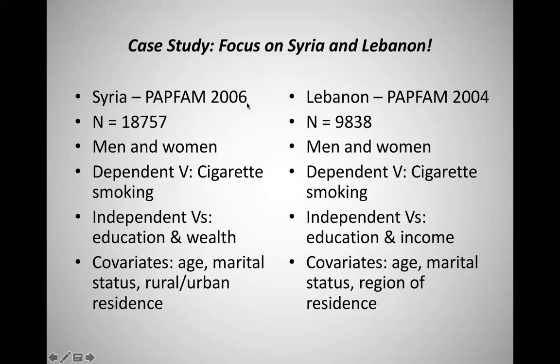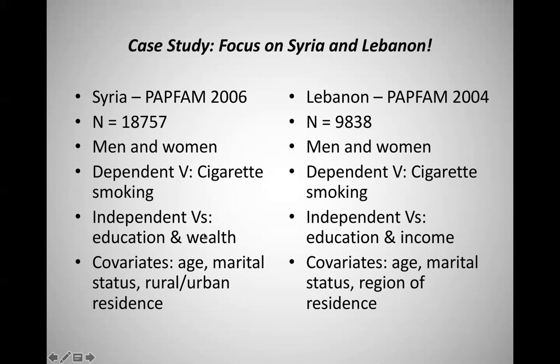So again, we looked at this data in Syria from 2006, in Lebanon from 2004. It's called the PAPFAM, the Population and Family National Data. Syria was 18,000 plus, Lebanon was almost 10,000, the sample. And it's men and women. It has measures of cigarette smoking. It has good measures, actually. And it has level of education and wealth.